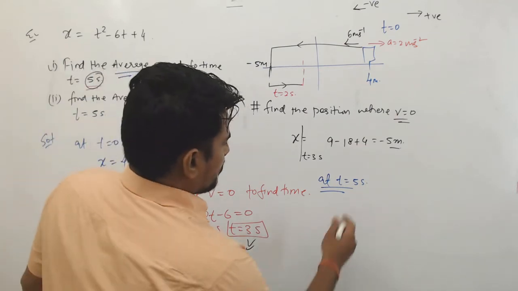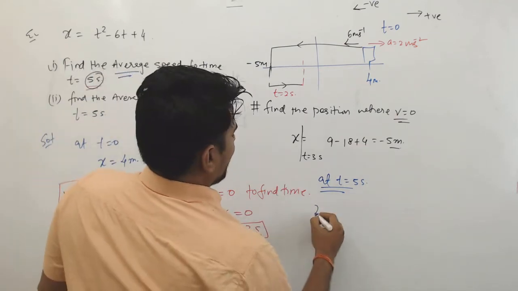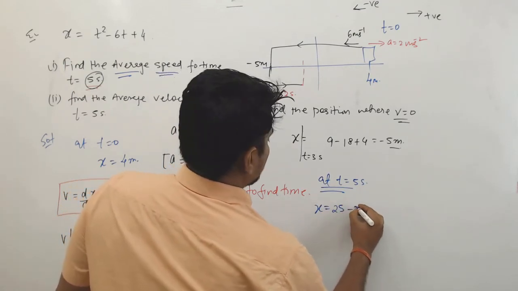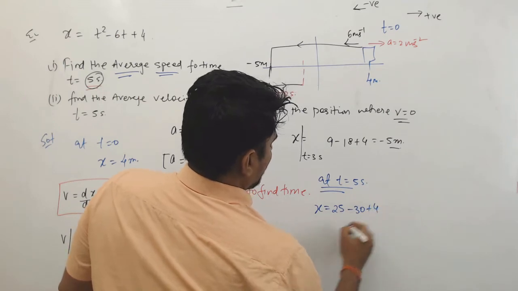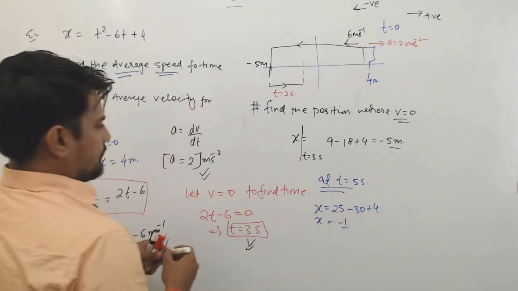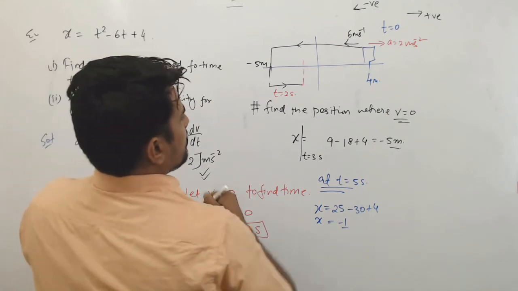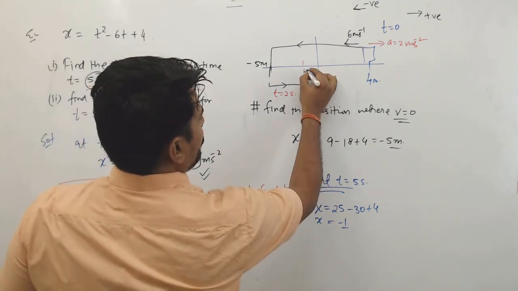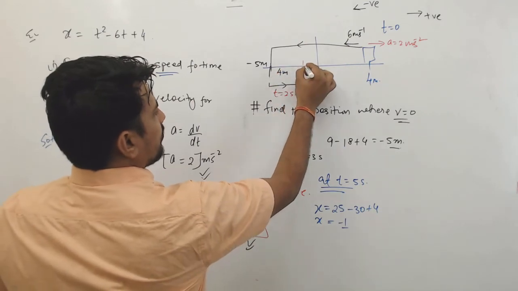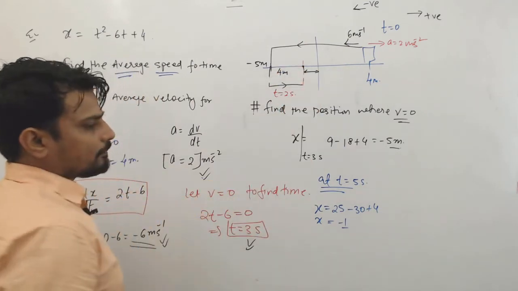Okay, anyways, at time t is equals to 5 seconds, the value of x कितना होगा जी? That is gonna be 25 minus 30 plus 4. तो हाँ जी कितना हो गया, minus 1. ओके, minus 1. चलो अपना काम तो हो गया. It means that this distance is 1 unit. It means from here to here it has traveled how much? 4 meter to come here. This is the final position.